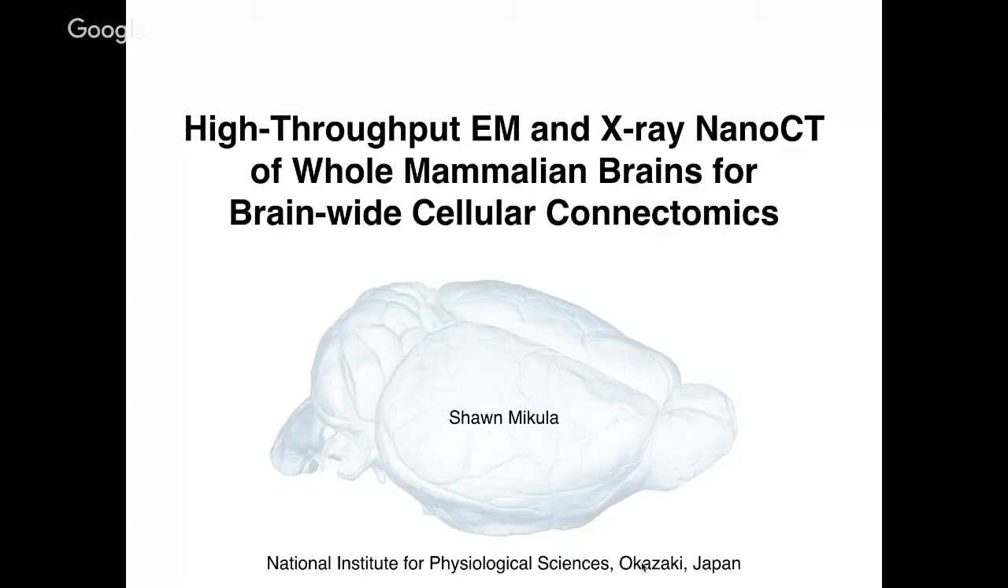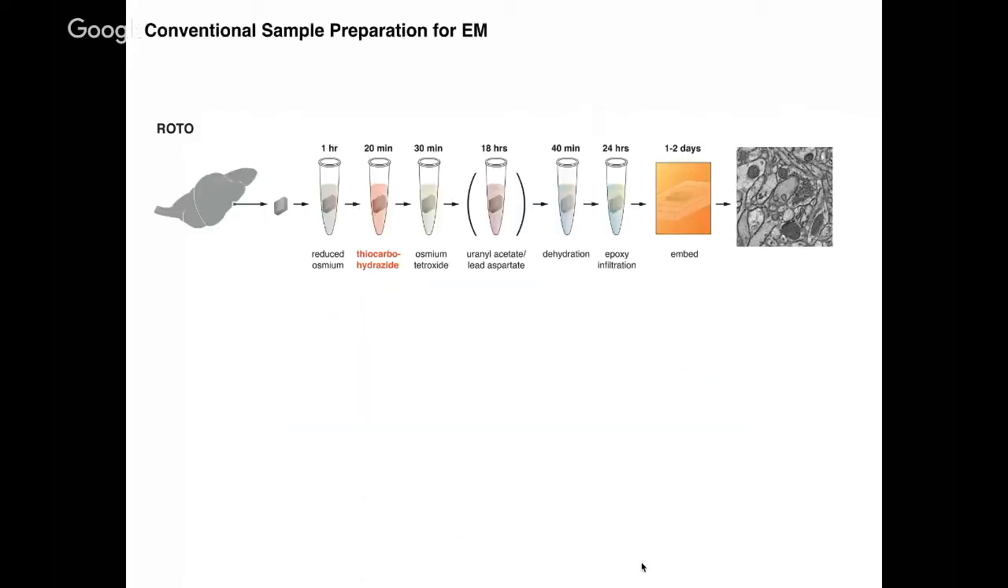So I'm going to be talking about high-throughput EM and X-ray Nano-CT of whole mammalian brains for circuit reconstruction, cellular resolution connectomics. At first, the title might seem slightly odd, why I would put both EM and X-rays in the same talk. But as will become clear shortly, I think there's very good reason to do that. To begin my talk, I want to go back in time a little bit.